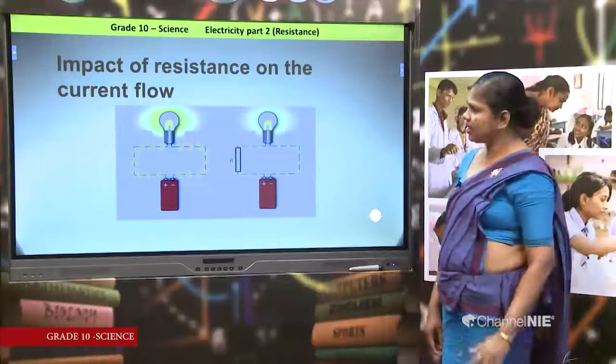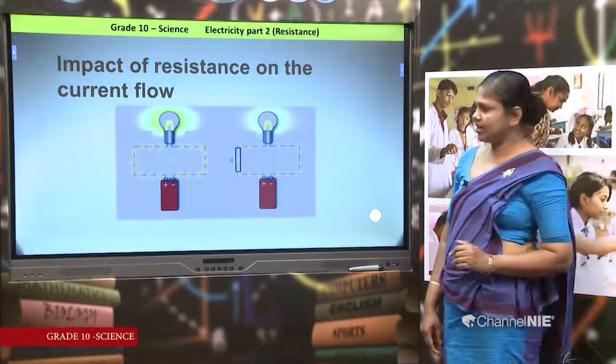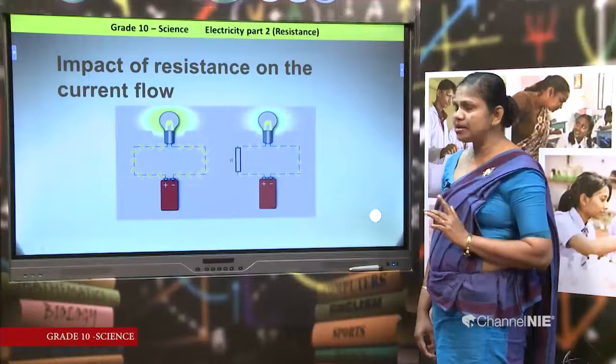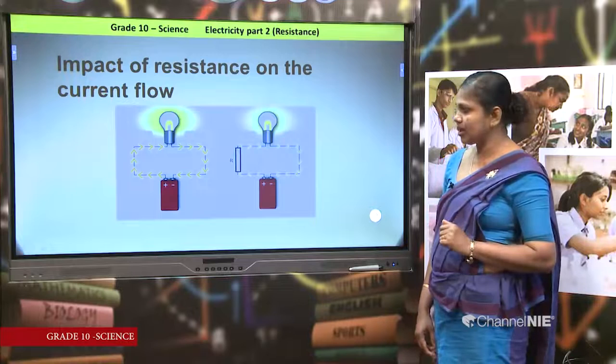Now, look at these two circuits, children. Here in one circuit, you can see a high current flows and the brightness of the bulb is so high. For both circuits, the same batteries are used, and in the second circuit, what you can observe, children, is that the current flow has decreased and due to that the brightness of the bulb is low.